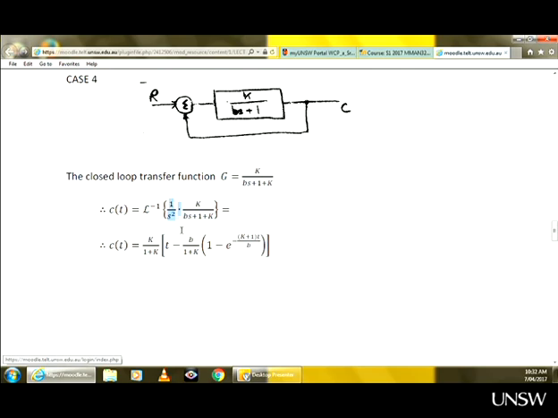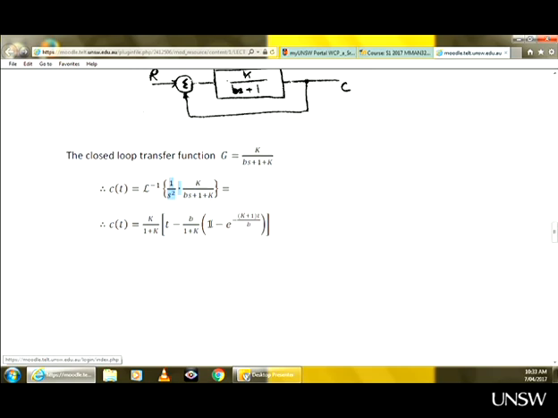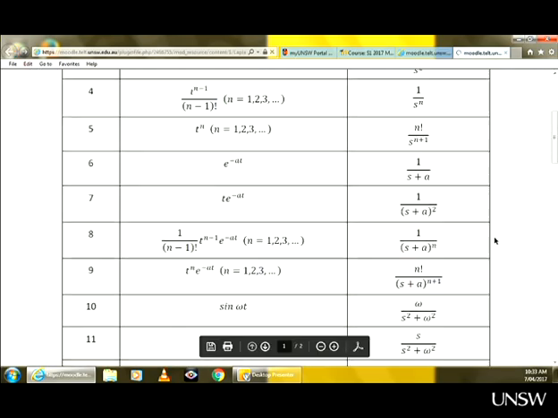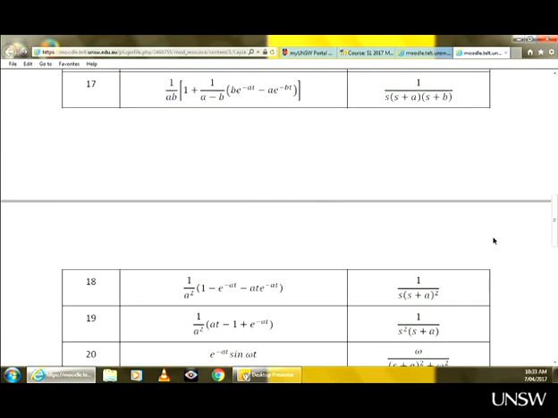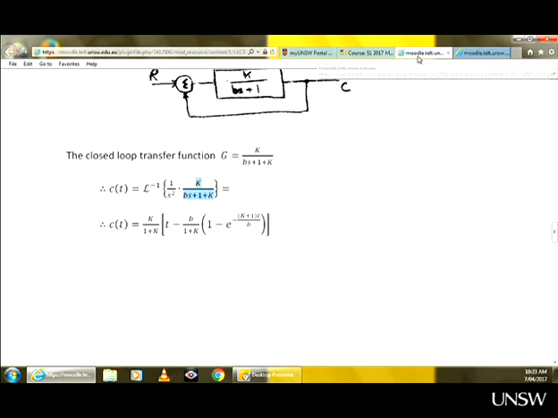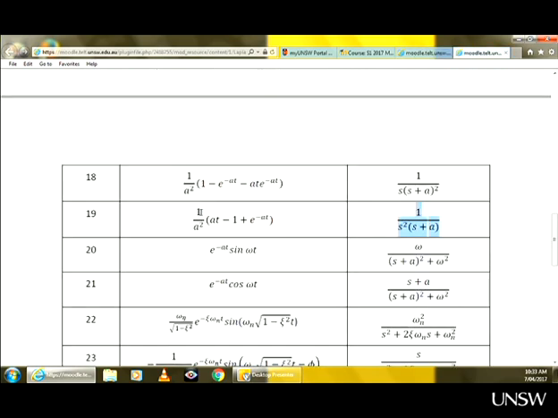Applying a ramp input gives us the output, which is equal to the inverse Laplace of 1 over s squared times the transfer function of the closed loop system. This solution can be found in the tables. Actually, let's do it. It is 1 over s squared times (s plus a), where a is 1 plus k. So we are going to have 1 over a squared times (at minus 1 minus e to the minus at).